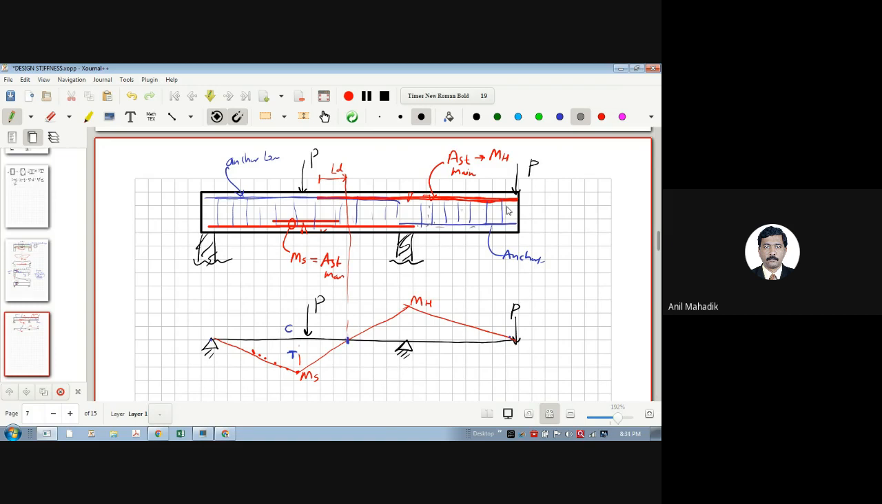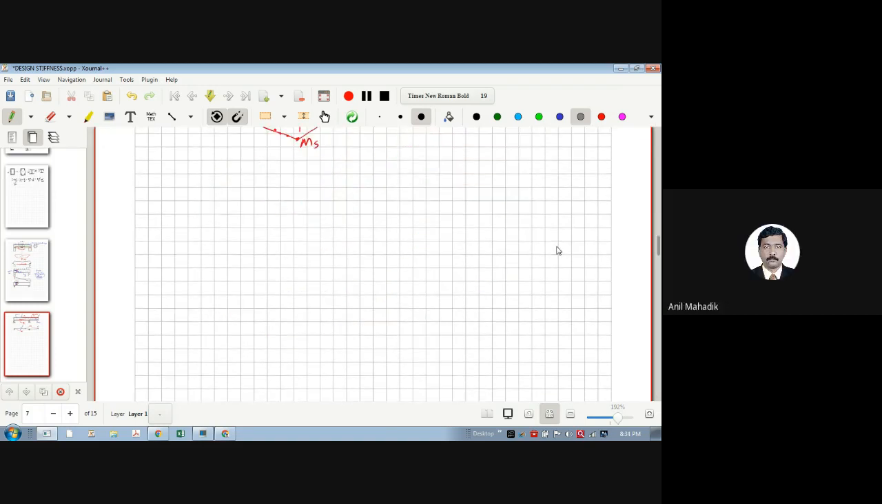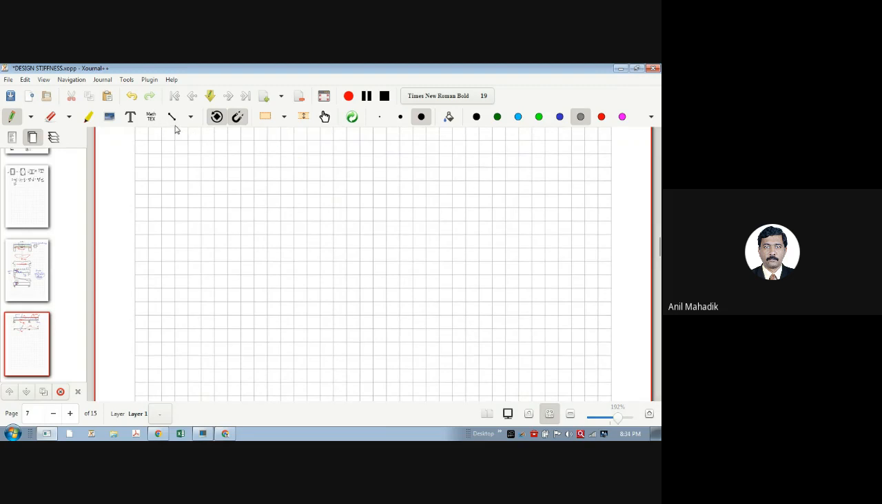समझ में आया सब? Steel कहाँ डालना है? Yes, sir. Now let's take one more example. I know that you are now comfortable with the bending moment diagrams and all. So depending on the bending moment diagram, we are doing that. Now let's take continuous beams.